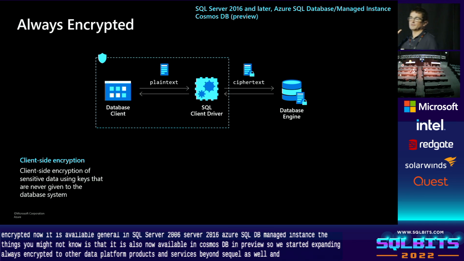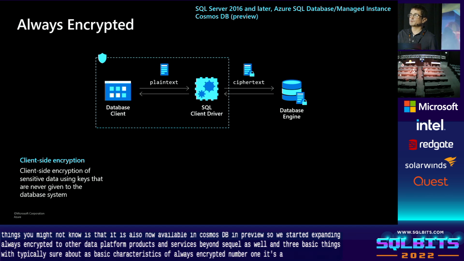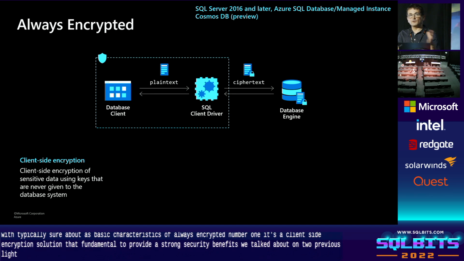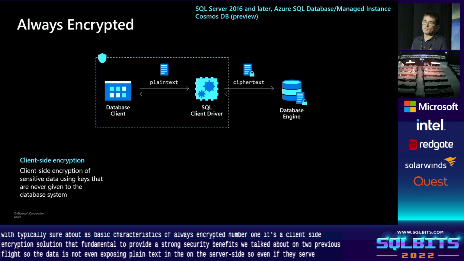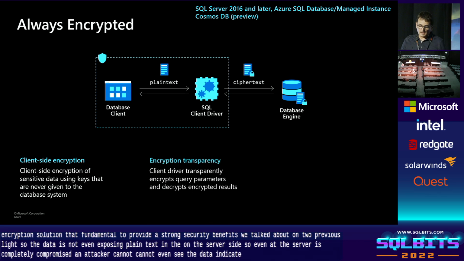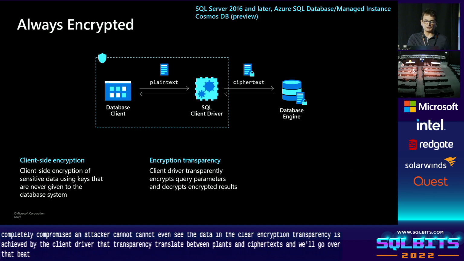Three basic things we typically share as basic characteristics of Always Encrypted. Number one, it's a client-side encryption solution, which is fundamental to provide the strong security benefits we talked about on the previous slide. The data is not even exposed in plain text on the server side, so even if the server is completely compromised, an attacker cannot see the data in the clear. Encryption transparency is achieved by the client driver that transparently translates between plaintext and ciphertext, and we'll go over the details of how that works exactly.